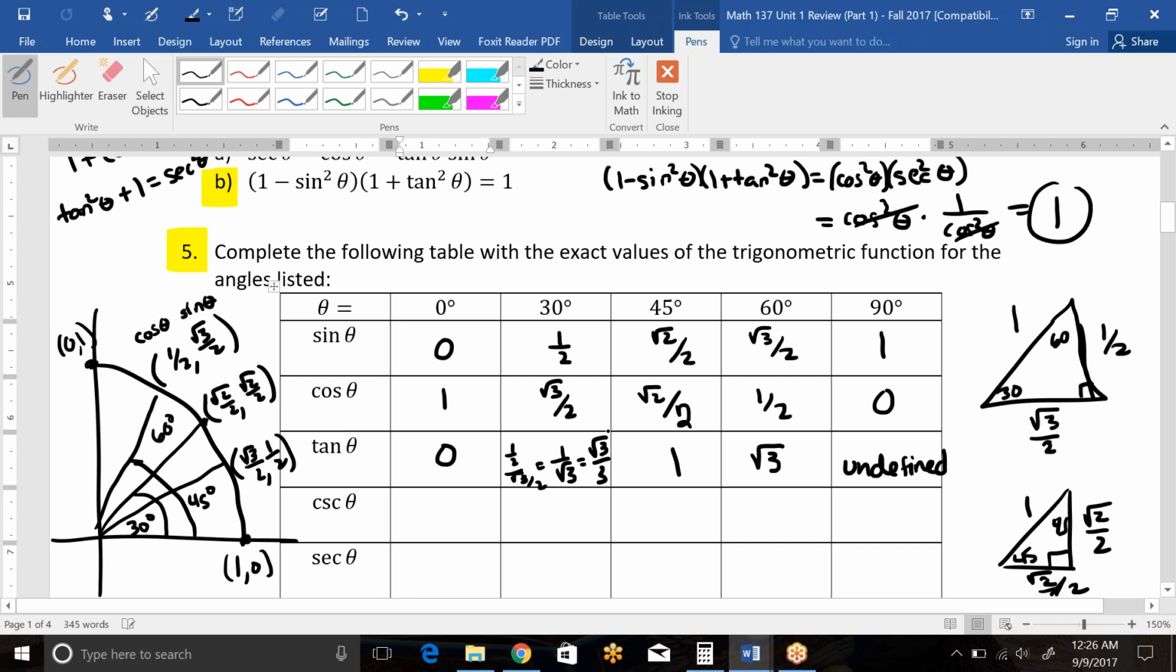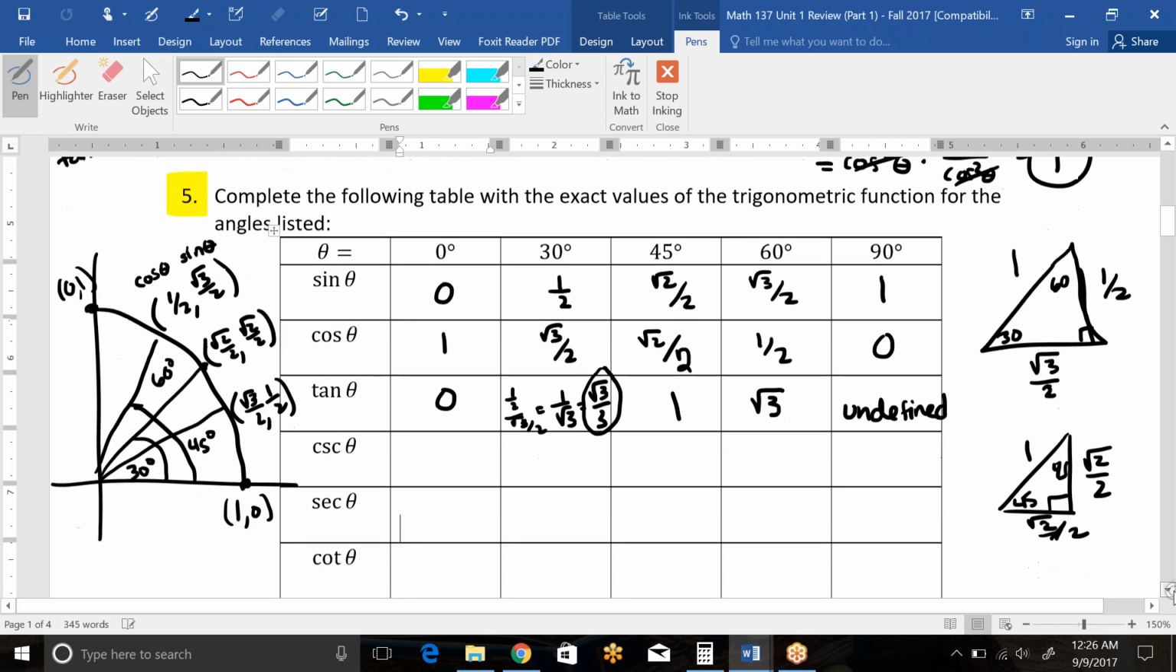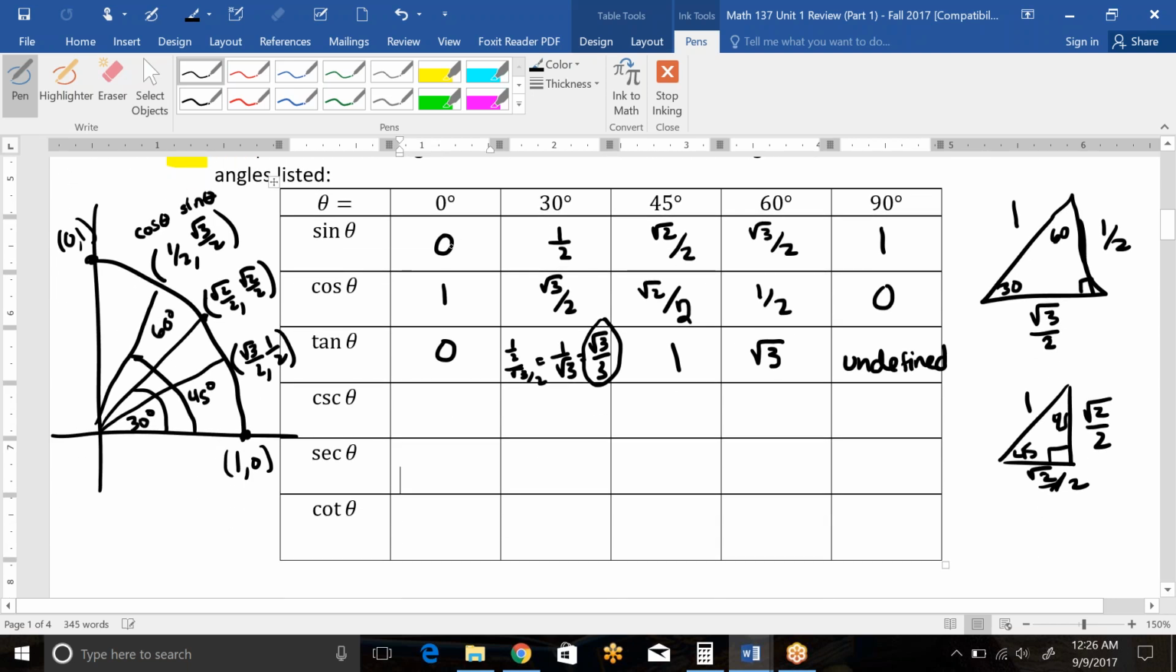Now, if you have all of those, so remember this is the answer for this one, you just flip them for their reciprocals. So you've pretty much done half of the work already. So if you flip a 0, that makes it undefined. Remember, cosecant is the reciprocal of sine. So this is now undefined. And cotangent is tangent's reciprocal, so this is undefined.